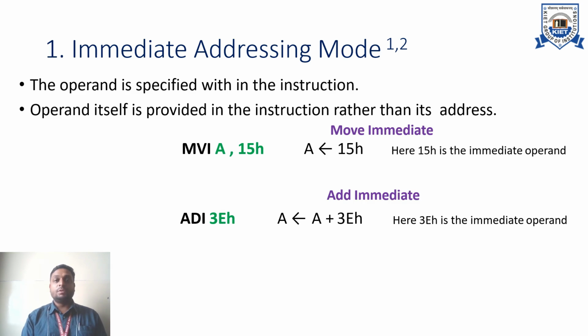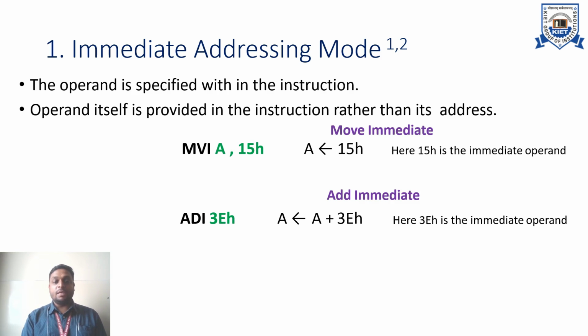Immediate addressing mode. The first one is immediate addressing mode. It means the operand is specified within the instruction itself. Here we have an example of instruction, that is MVI A, 15H. In this instruction, A is the register and 15H is the data. So this data is transferred to the register A, and this is specified in the instruction itself.